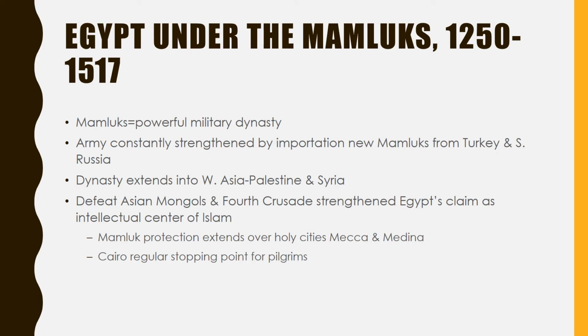Eventually, they're going to defeat the Asian Mongols and the Fourth Crusade, and thus strengthen Egypt's claim as the intellectual center of Islam. The Mamluk protection extended over the holy cities of Mecca and Medina, though they didn't outright control them. Cairo, being the capital of Egypt, is going to become the regular stopping point for pilgrims on their way to the holy city of Mecca. Part of the Muslim faith is that you have to make a pilgrimage to Mecca, and so Cairo becomes a stopping point for many North African Muslims on their way.